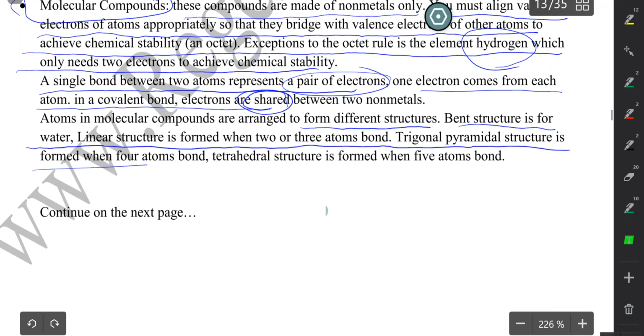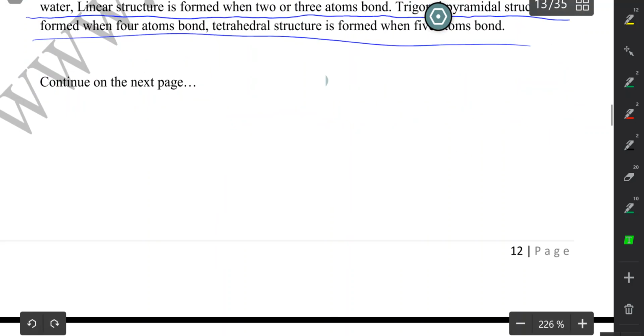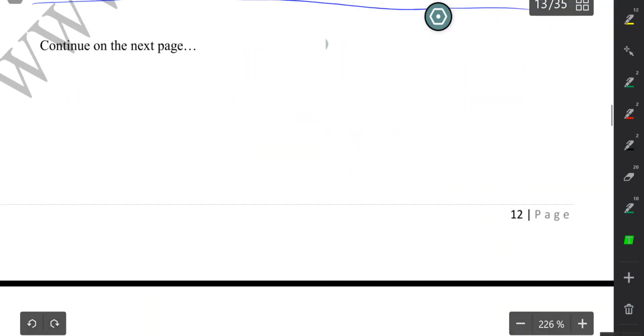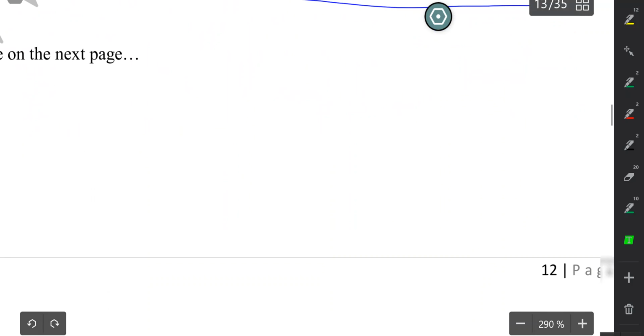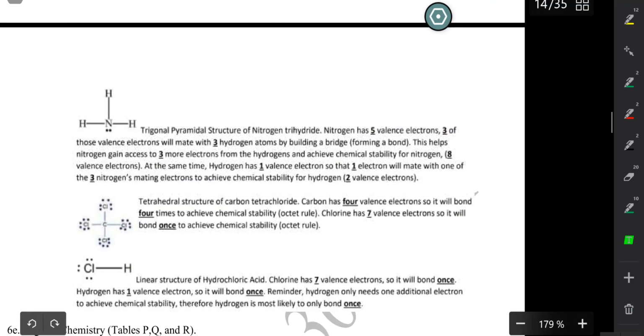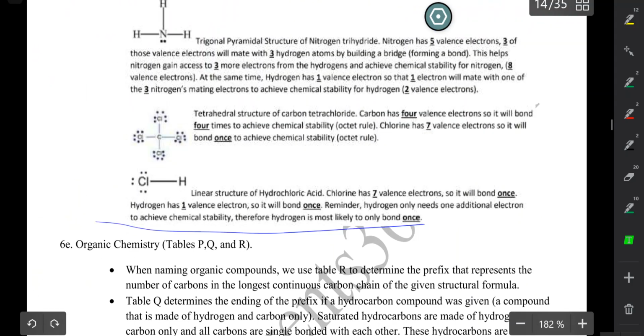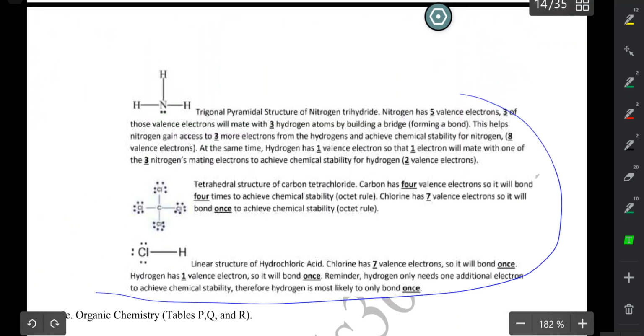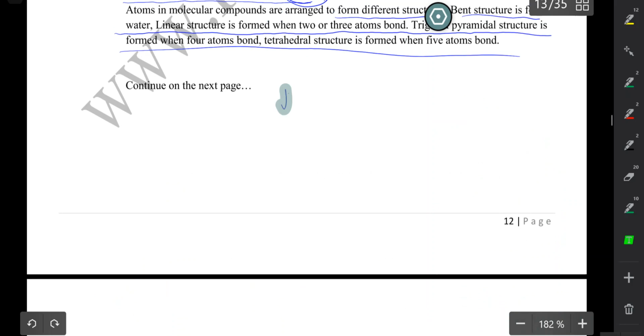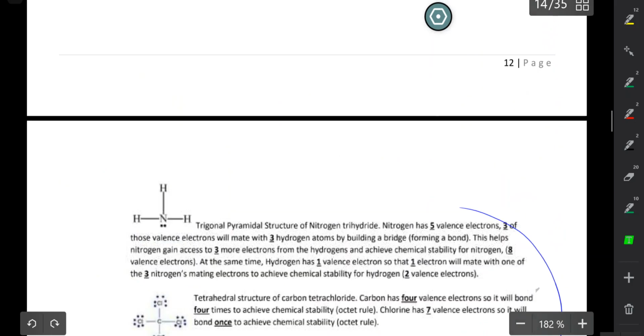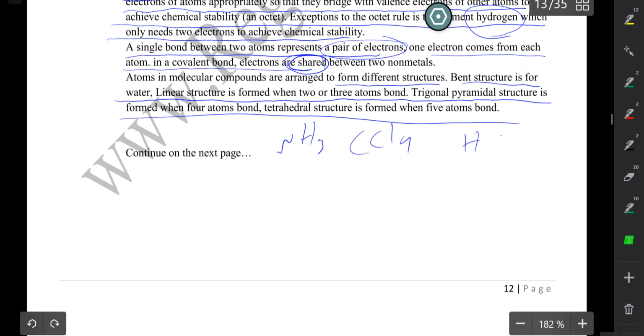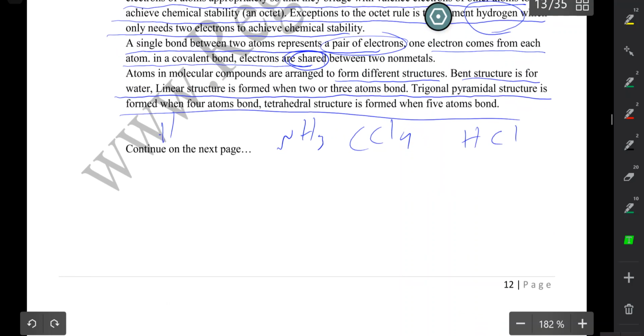Okay, so now let's try some examples. I'm gonna do these and you can read about them later. I'm gonna do these three: NH3, CCl4, and HCl. I'll also do H2O as well.